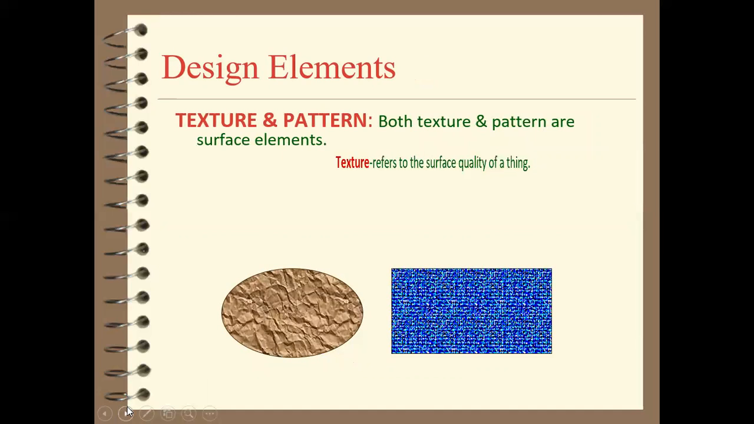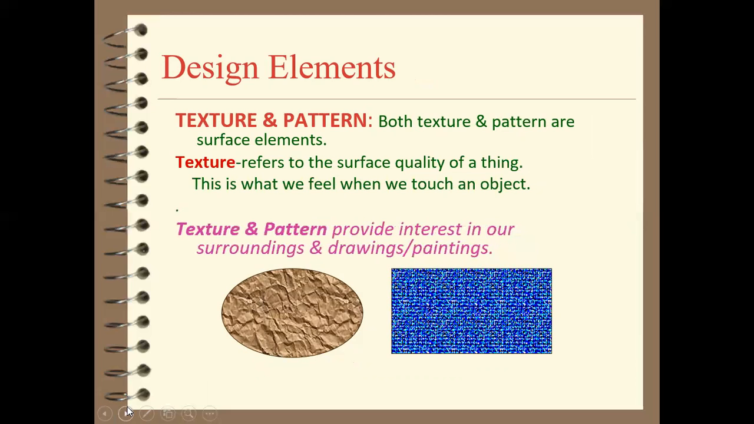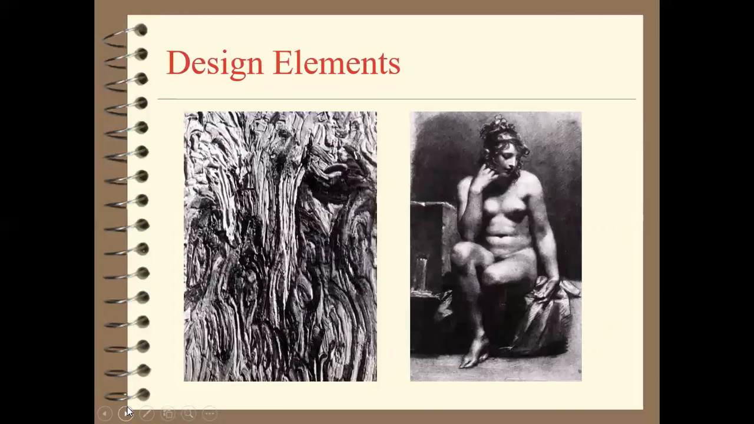Now, we have the next element of design, which is texture and pattern. So both texture and pattern are surface elements. So texture refers to the surface quality of a thing. This is what we feel when we touch an object. So texture and pattern provide interest in our surroundings and also in our drawings and paintings. Okay, so examples of texture.